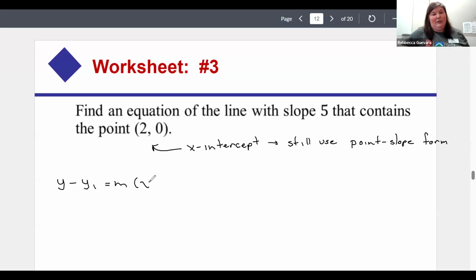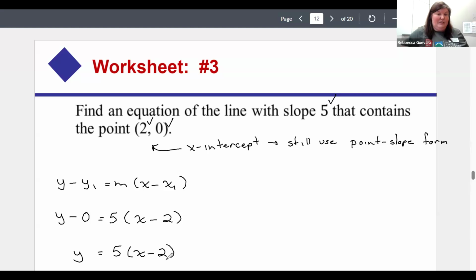So I'm not going to label your points this time. So we have y minus, what would be y1? Well, it'd have to be that 0. What's my m? Well, it's the slope of 5. And we have x minus x1. My x1 is that 2. So we end up with y equals 5 times (x minus 2). If you want to, you can distribute that 5, and we get y is equal to 5x minus 10.